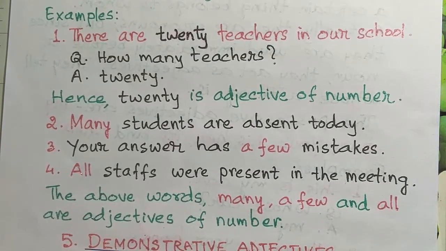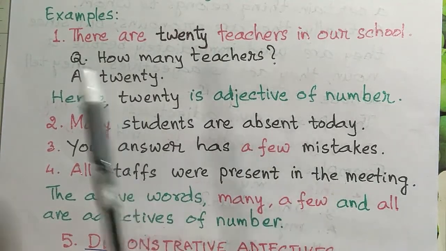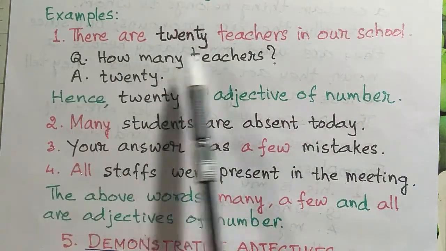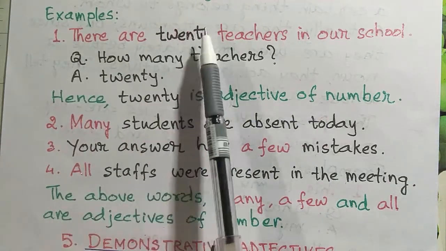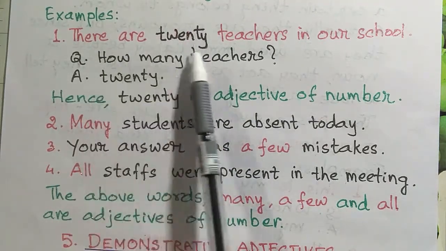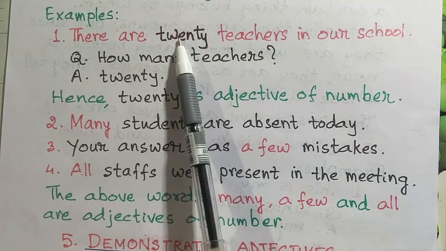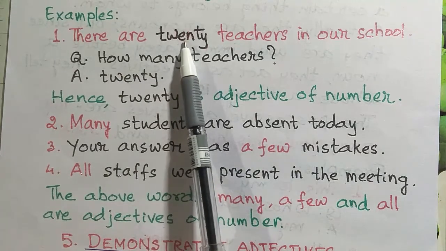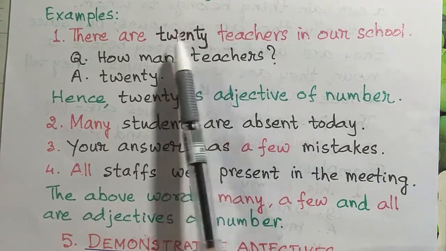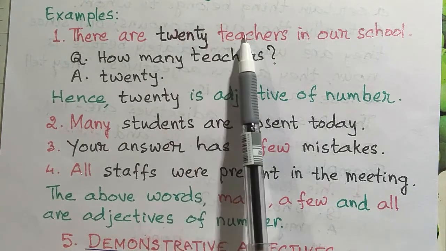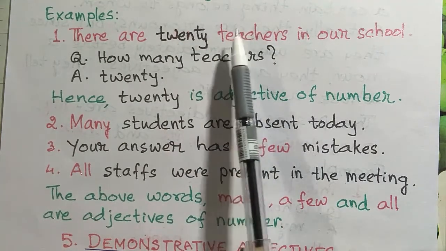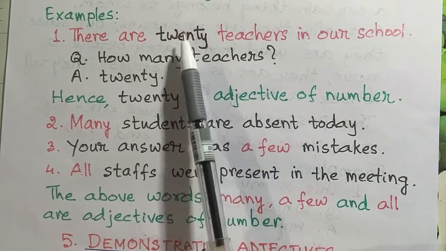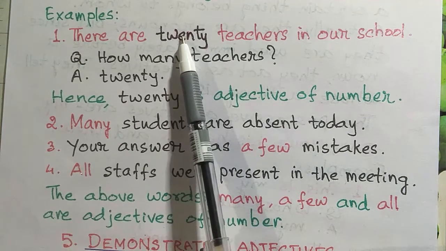Now let us see some examples to understand the adjectives of number. First one, there are 20 teachers in our school. Question, how many teachers? Answer, 20. So this word 20 is giving us the answer to how many. Therefore it is an adjective of number because it is giving you the number of teachers. Teachers here is the noun, so 20 is giving some information about the teacher, therefore it is an adjective and it is an adjective of number.